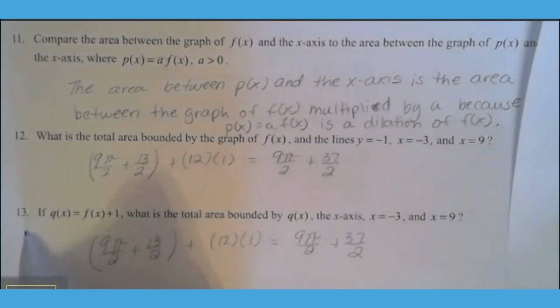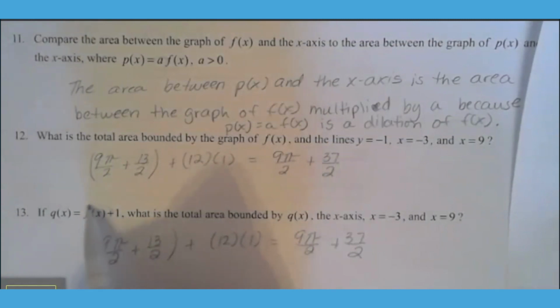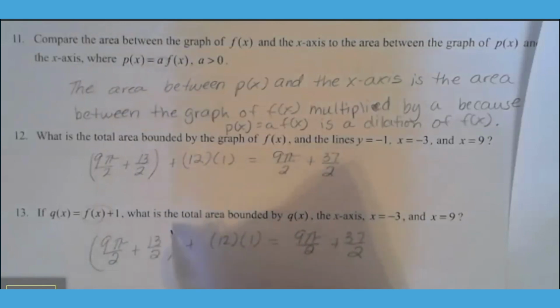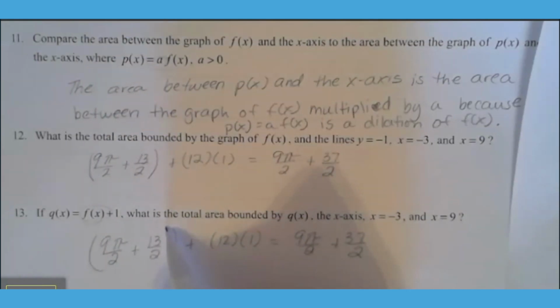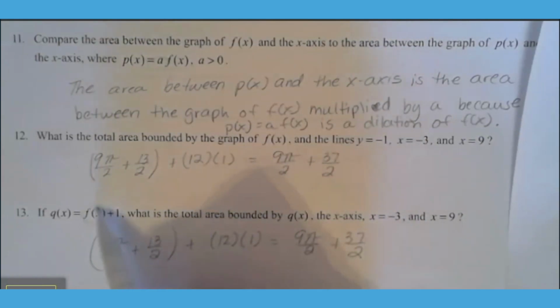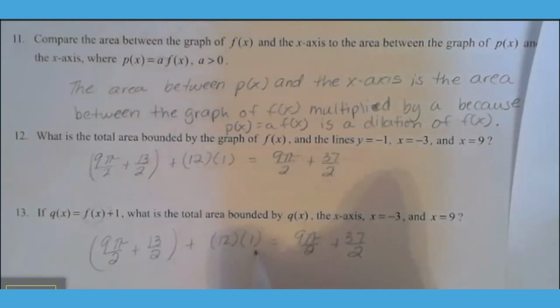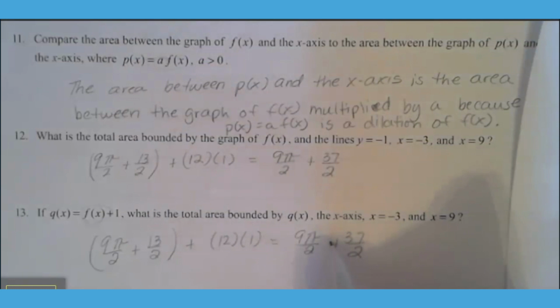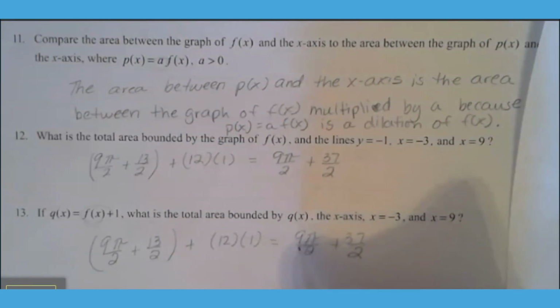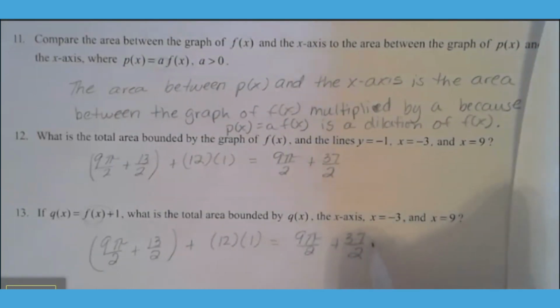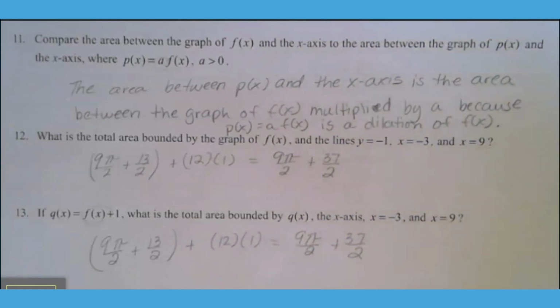The same can be said on 13, where I'm taking my original function and translating that up 1. Again, seeing what that visually looks like, you should be able to see that we have our original function plus the area of a 12 by 1 rectangle, giving me the same area that I had here, which is 9 pi halves plus 37 halves. So we're ready to look at the next portion of our graph.